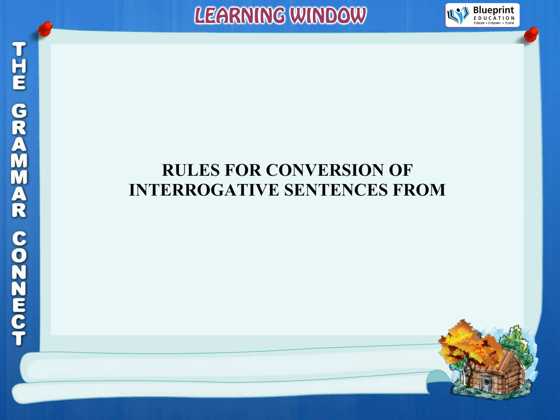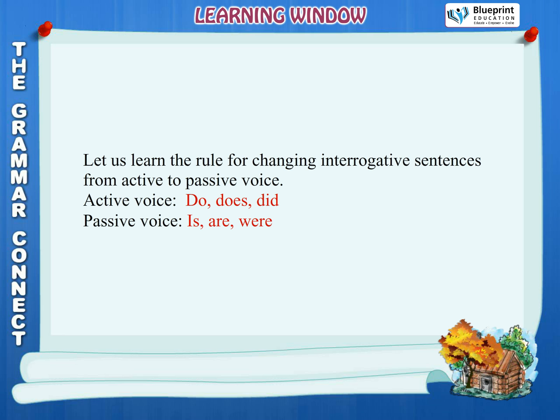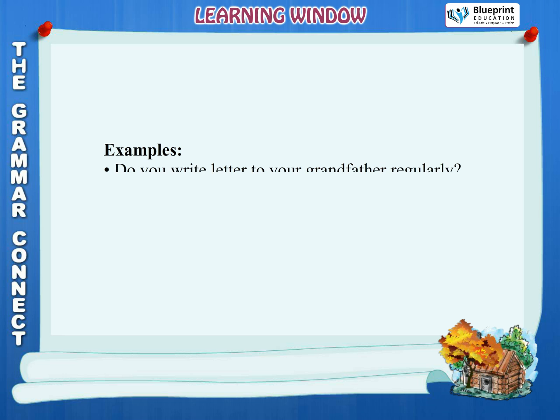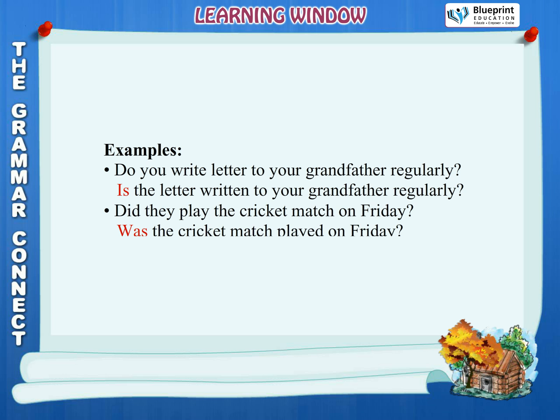Rules for conversion of interrogative sentences from active to passive voice. Let us learn the rule for changing interrogative sentences from active to passive voice. Active voice: do, does, did. Passive voice: is, are, were. Examples: do you write letter to your grandfather regularly? Is the letter written to your grandfather regularly? Did they play the cricket match on Friday? Was the cricket match played on Friday?